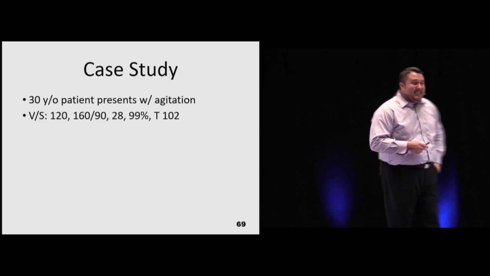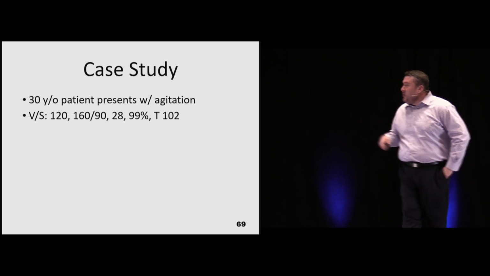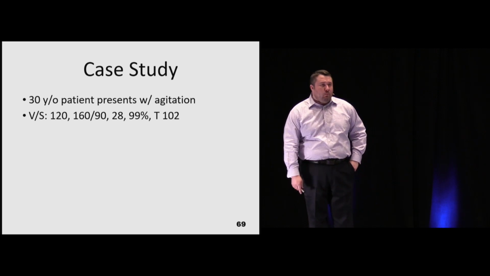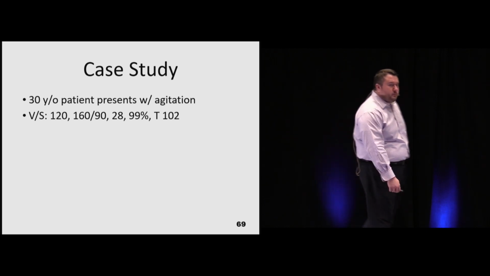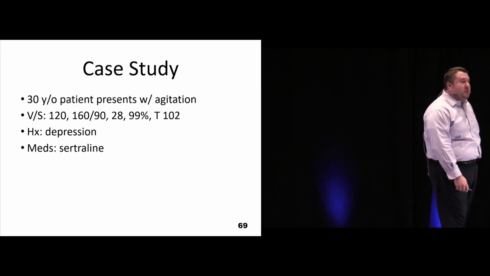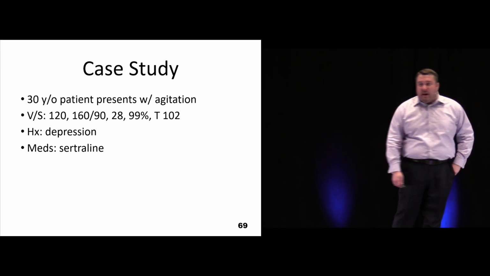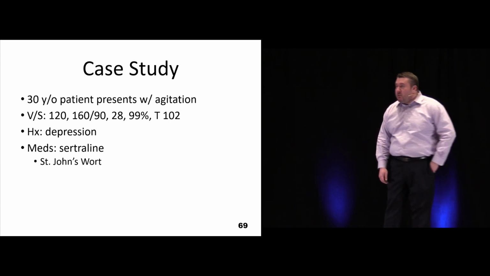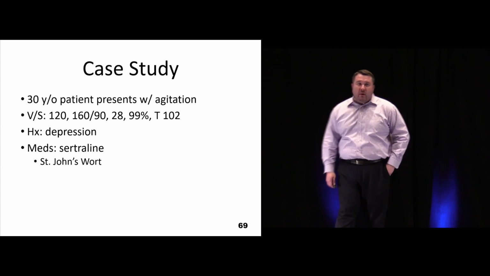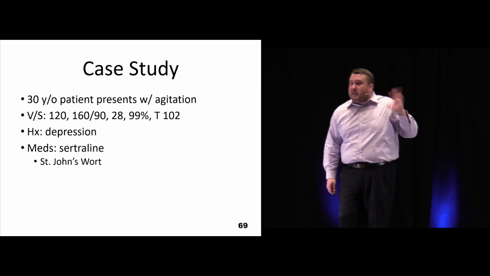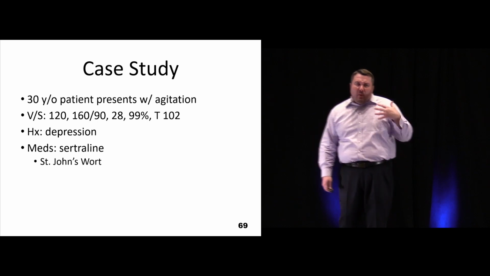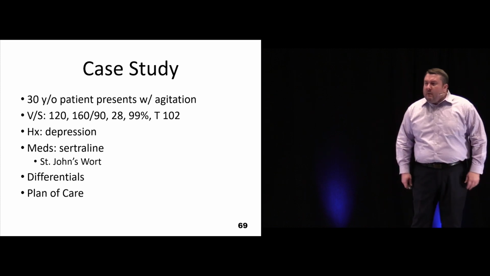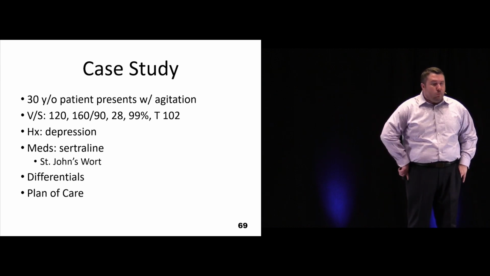But there's our vital signs. 120, 160 over 90, temp's 102. That's interesting. History of depression, they're taking sertraline. What am I worried about? Serotonin syndrome. Because guess what they're also taking? St. John's wort, because they read about that on the internet. And hey, St. John's wort really helps with your mood. And I'm not happy with mine right now. I want to fix it. So now we're taking St. John's wort. So what can we do to treat serotonin syndrome?